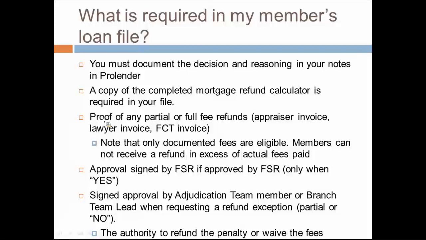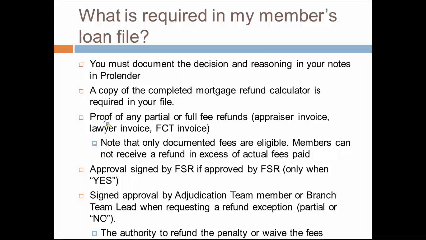So you might ask what is required in your member's loan file. You must document the decision and reasoning in your notes in ProLender. So provide all the details on why you decided to provide this type of refund. Again, it's important to note whether or not it's a full service member, how much other revenue there is with us. So as much notes as possible.